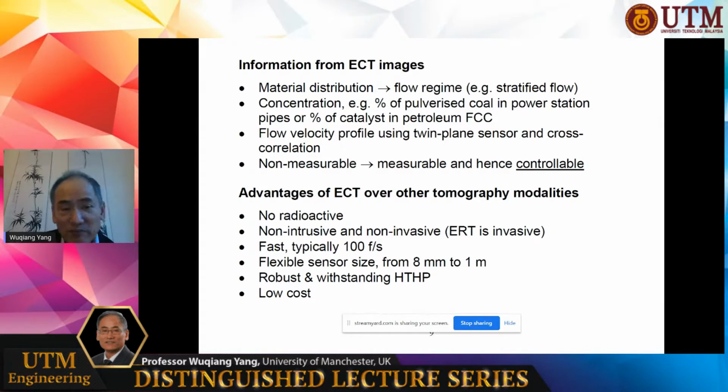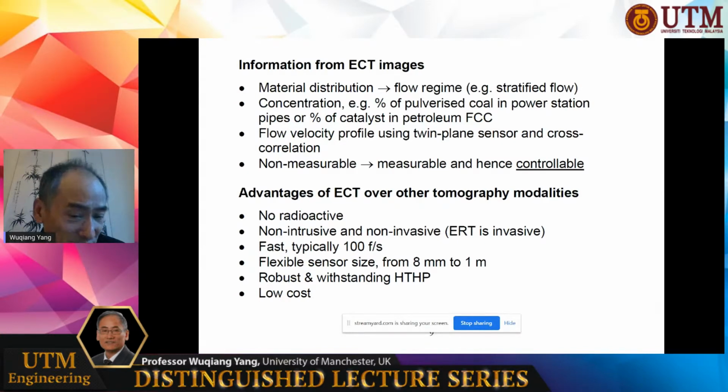So far, in industry, some processes are still difficult to measure. If you can't measure, certainly you can't control. So if by tomography we can change a non-measurable process into a measurable process, then we can control the process. There are many different tomography modalities, depending on what sensing principle you use. ECT has many advantages over other modalities, such as no radiation, non-intrusive, non-invasive. The speed is fast. The sensor size is flexible. I give two figures here, 8 millimeter and 1 meter. Those are two extreme diameters I did.